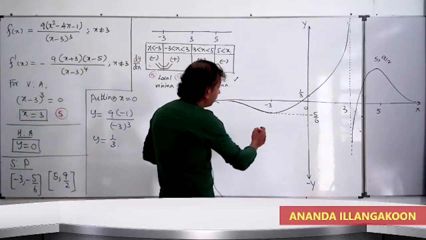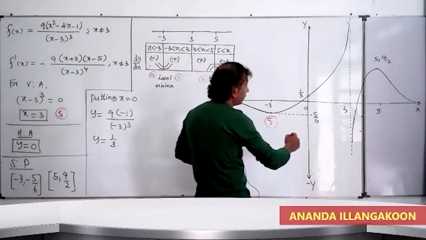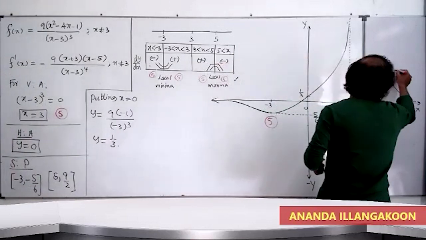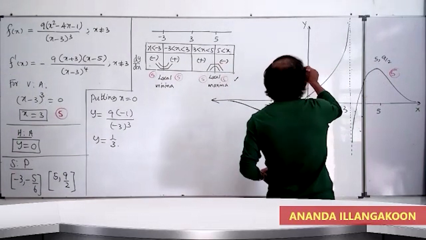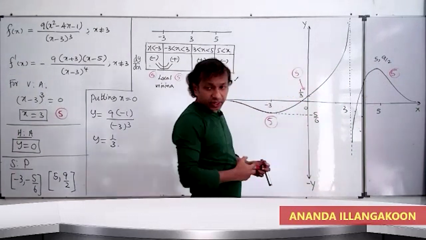And for this graph correctly drawn, 5 marks. And here showing the y-intercept, 5 marks. Marks given like that.